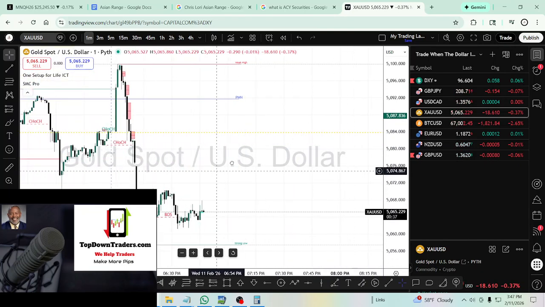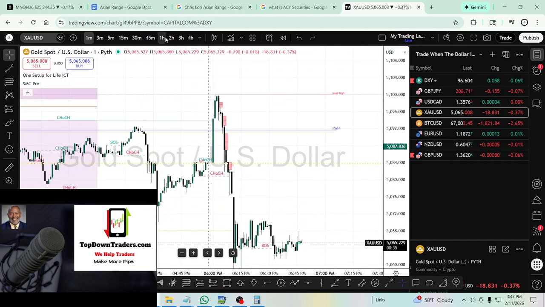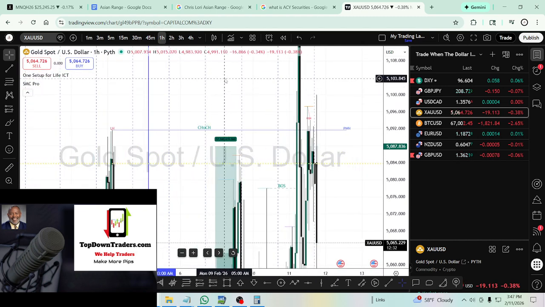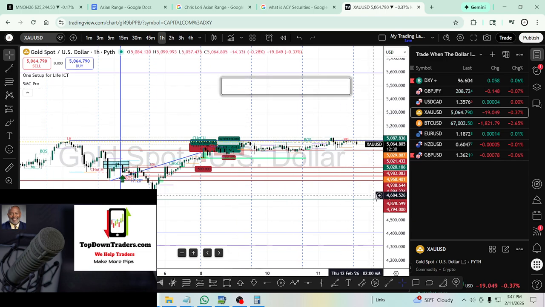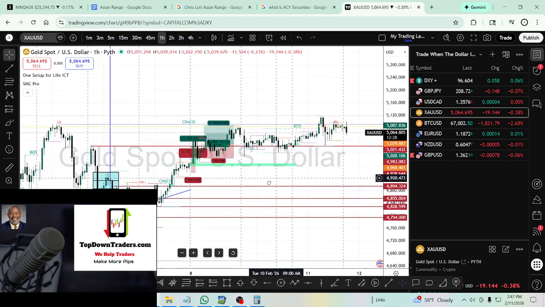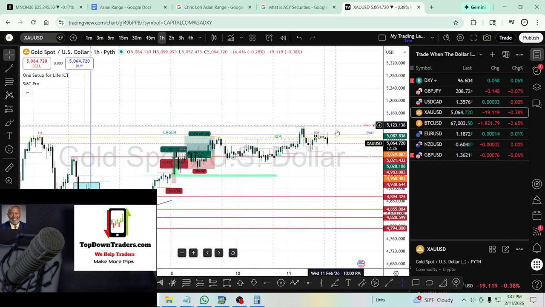I see some areas where price should continue to go up. Let's check the hourly. Reset this chart. Yeah, so we're in a little tight range here.